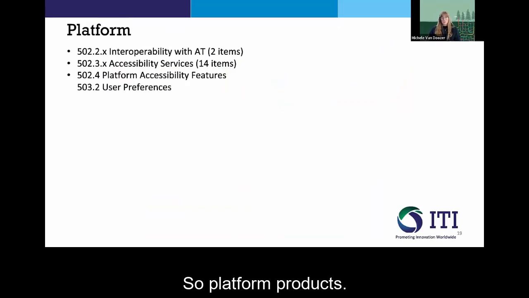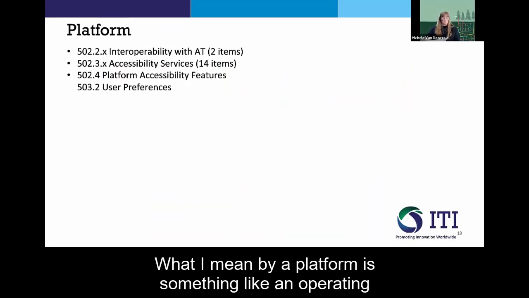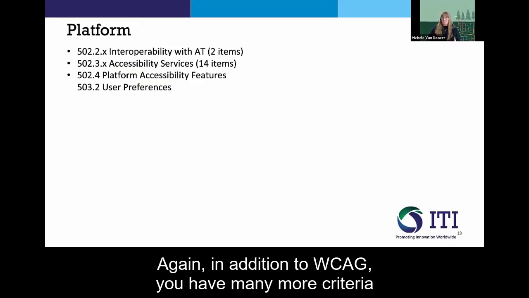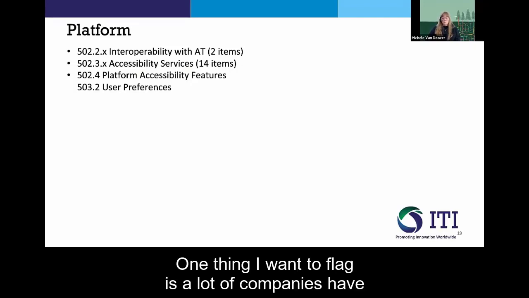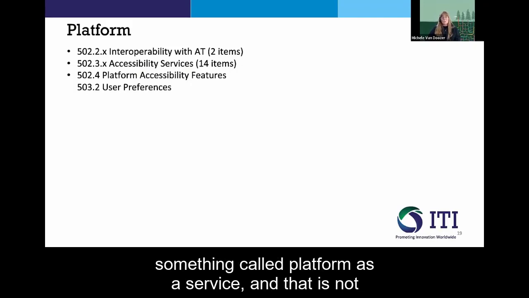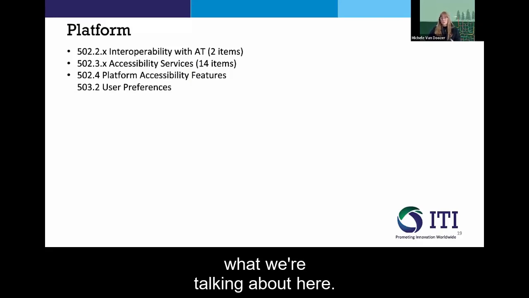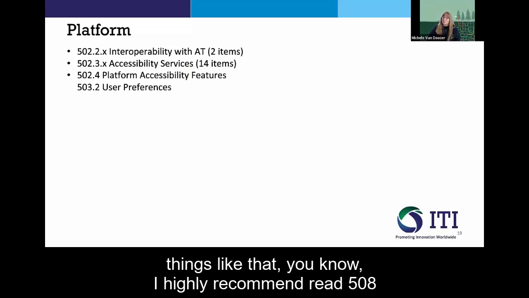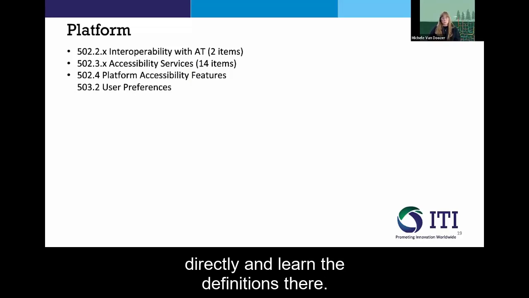So, platform products. What I mean by a platform is something like an operating system, a web browser, plugins for browsers. Again, in addition to WCAG, you have many more criteria to fill out. One thing I want to flag is a lot of companies have something called platform as a service, and that is not what we're talking about here. But again, operating systems, browsers, plugins, things like that. I highly recommend you read 508 directly and learn the definitions there.